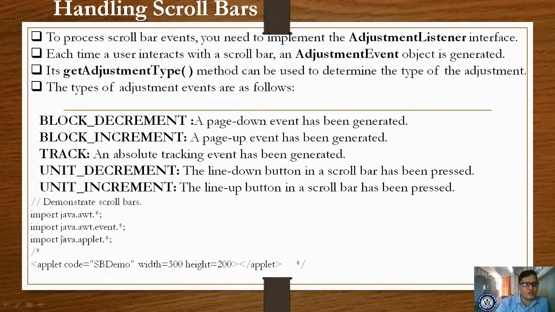Demonstrate scroll bar. Import java.awt.*. Import java.awt.event.* is required. Import java.applet.*. Okay. So these are necessary. Afterwards, we are supposed to write the applet tag. So in the applet tag, I am using the attribute code. For this, I am giving the name of the class, the .class file. Actually, it is a class file. Okay. Name of the class and its height and width.